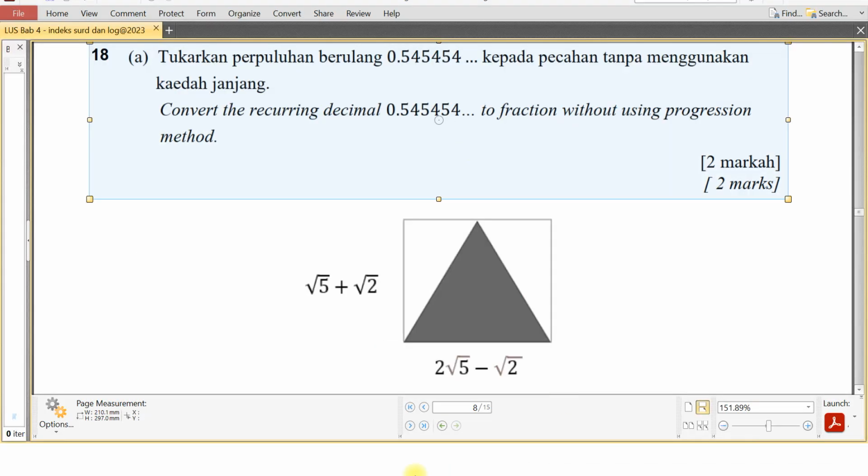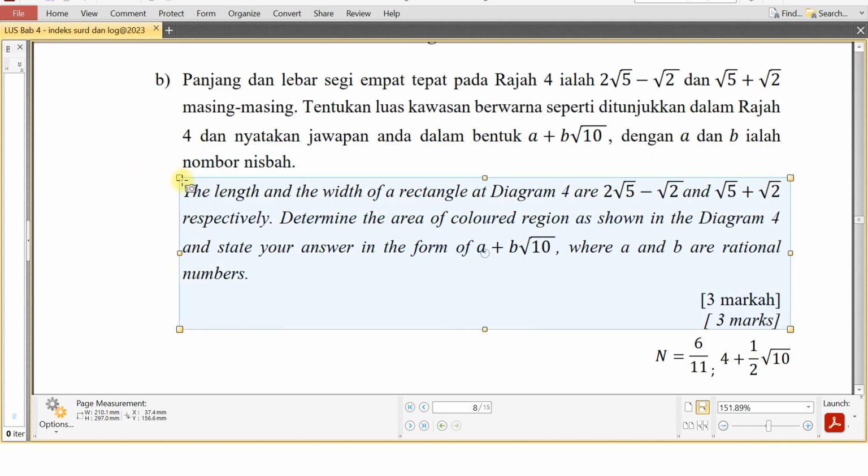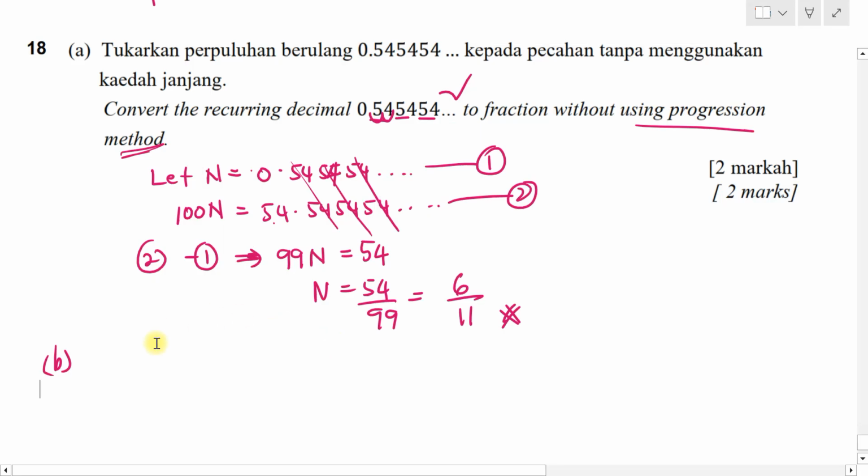Right, question B. Question B is quite lengthy. Okay, let me copy the question and diagram only.